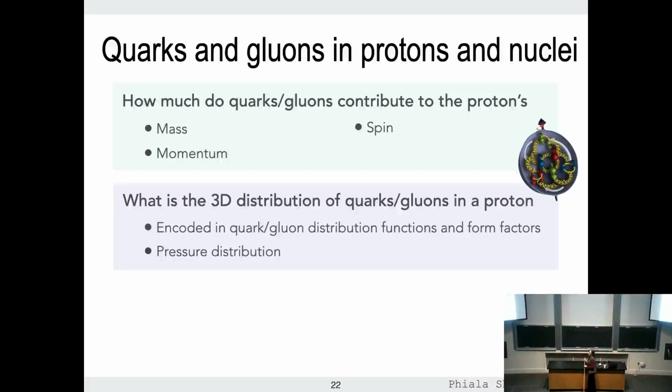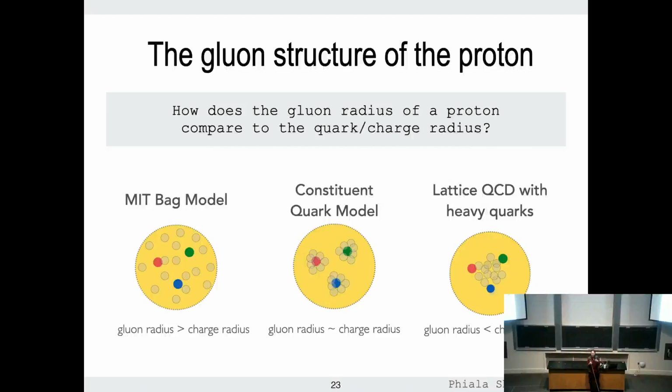What about the three-dimensional distribution of quarks and gluons inside a proton? So this is described by quantities with names like form factors or structure functions. I'm going to talk about one in particular, which is called the pressure distribution of the proton. And in that story, I want to really emphasize that there's some very basic and even qualitative questions about the proton structure that we're only just beginning to answer in the last couple of years. One of those is related to the proton size, and in fact, the gluon radius of the proton.